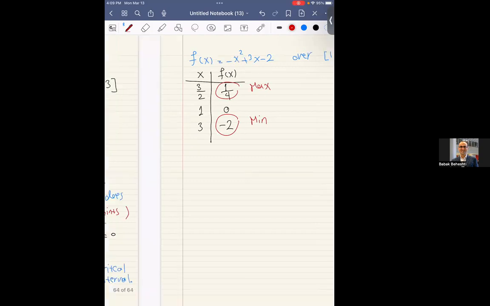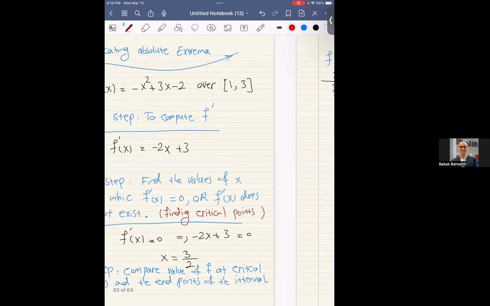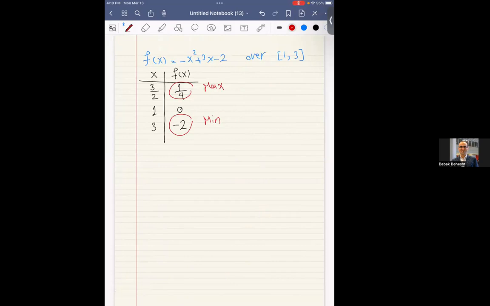Okay, so again, let's look at the steps. First, compute f prime, the derivative. Second step, find the critical points, those points at which f prime is 0 or doesn't exist. For this question, we only have one critical point at which f prime is 0, and that is 3 over 2. The third step is to list all the critical points plus the endpoints, here 1 and 3, and compare the value of f at those points. The least one is the minimum and the greatest is the maximum. So x equal to 3/2 is the maximum point.